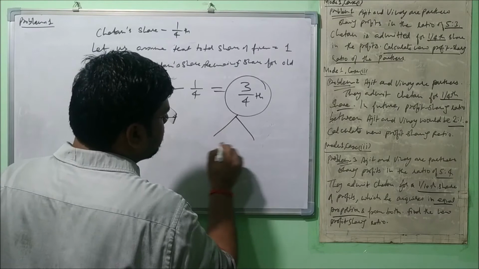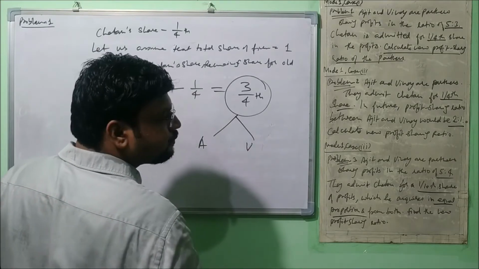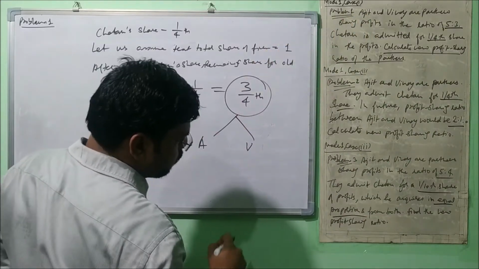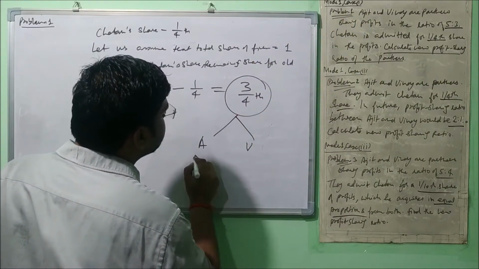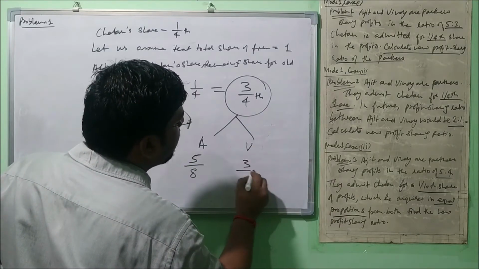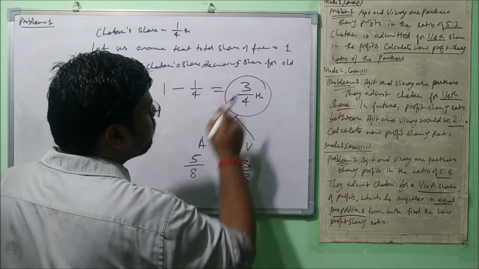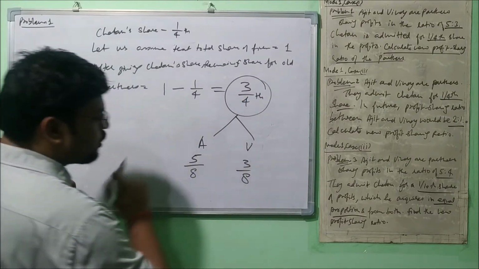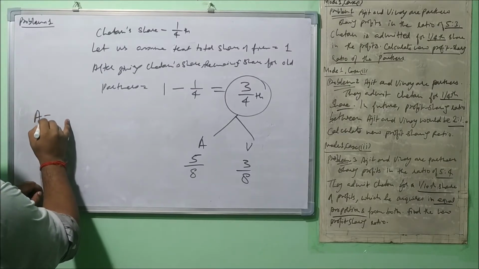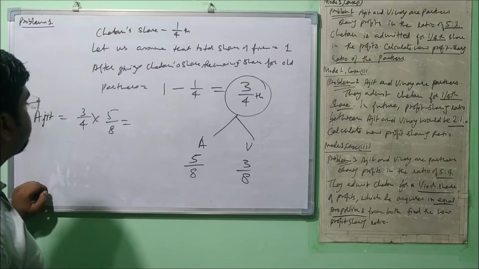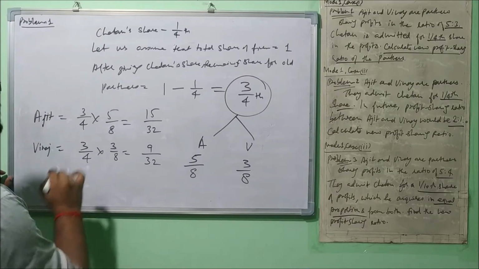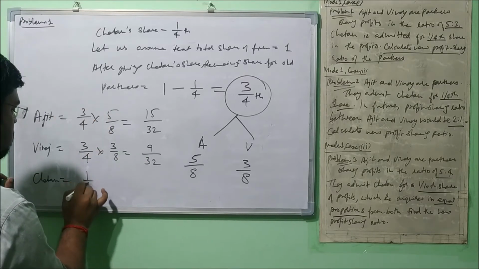Now this 3/4 is available for the old 2 partners, Ajit and Vinay. Who will get how much depends on their old ratio. Earlier Ajit was getting 5/8 and Vinay was getting 3/8. So they will share this 3/4 in the same ratio, that is 5:3. Let's calculate what Ajit is going to get and what Vinay is going to get, and Chetan is getting 1/4.